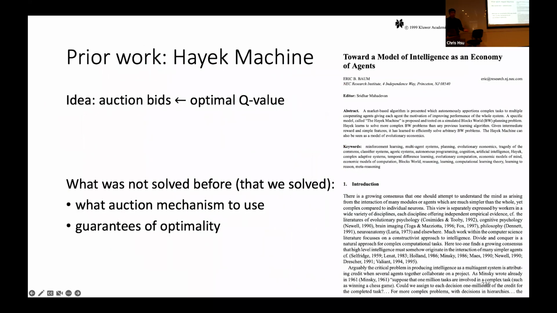So in fact, this idea was actually discussed 20 years ago in a paper that introduced the Hayek machine, which observed that the optimal choice of the agent's auction bids should be their optimal Q values. But the problem that they left open, which we addressed in this paper, is which auction mechanism to use that guarantees this kind of optimality.